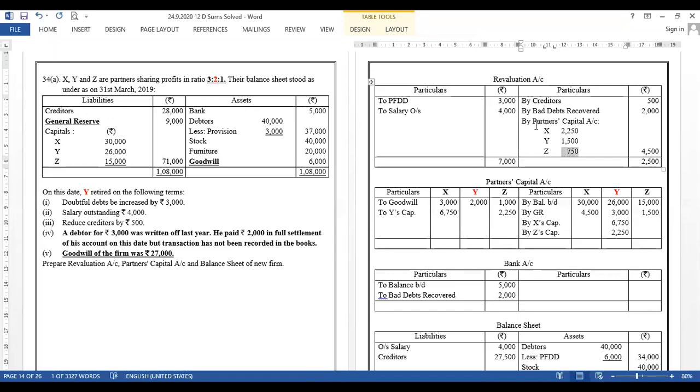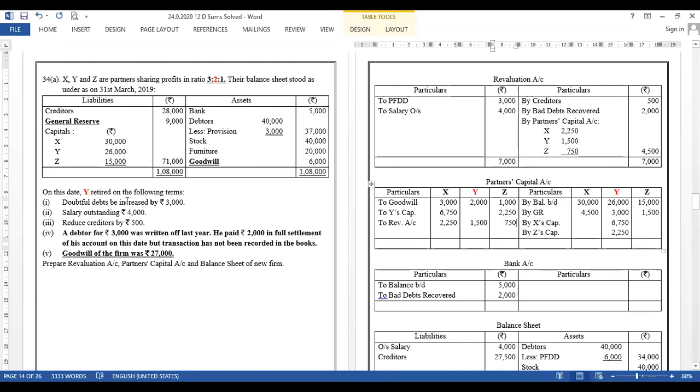Sir, total 7,000 will come, right? Yes, 7,000 is written. Sir, earlier 2,500 was written. Okay, sorry, it is 7,000, and I wrote the total 2,500 by mistake. Difference is 4,500 and has been distributed. It's a loss. Partners need to be debited. So to revaluation account, amounts are 2,250, 1,500 and 750. That's all.